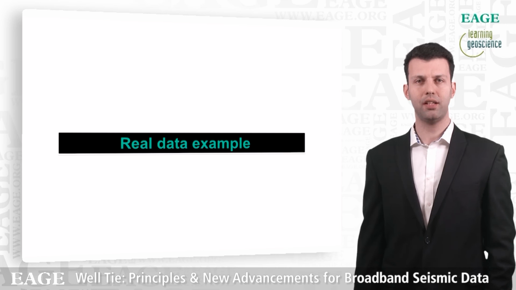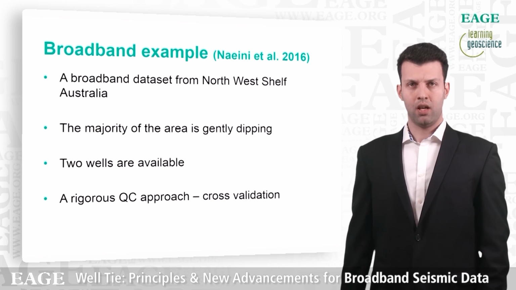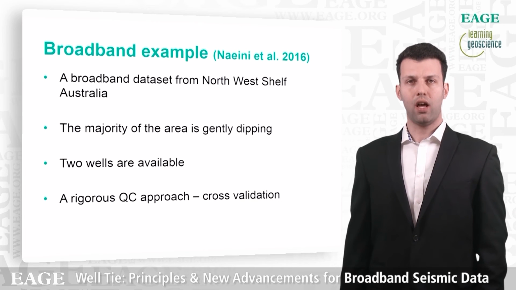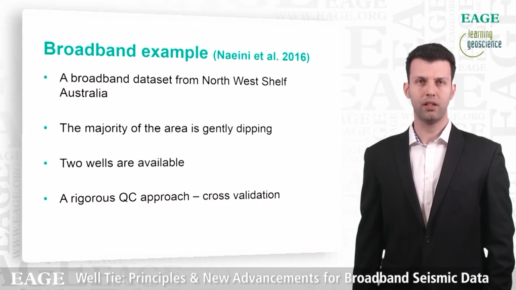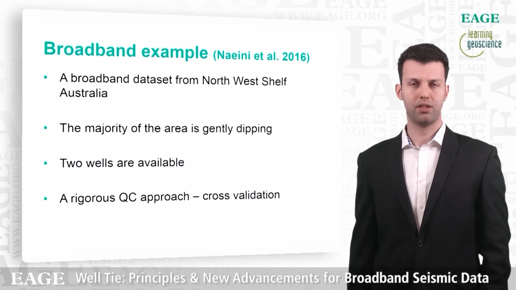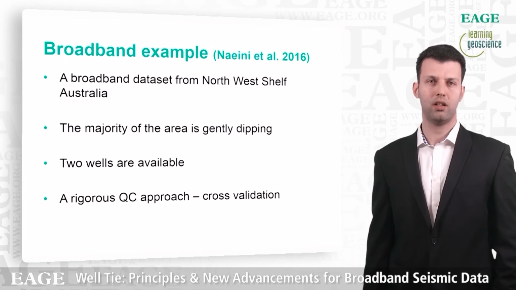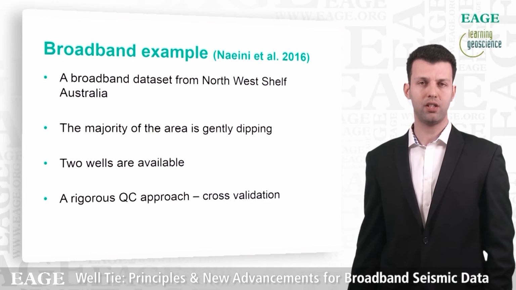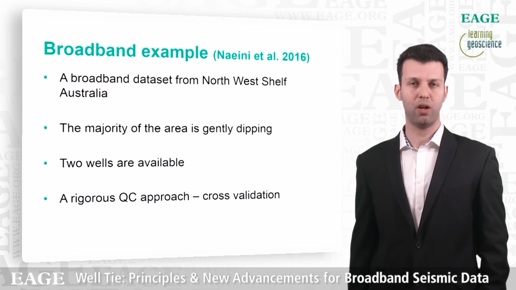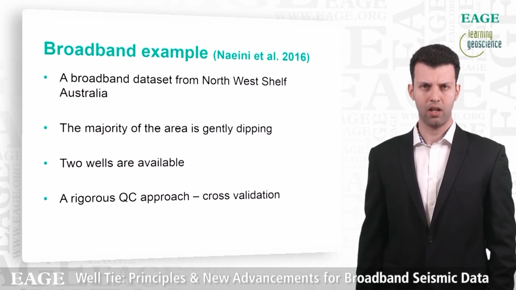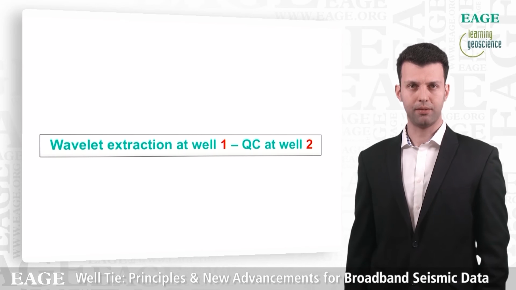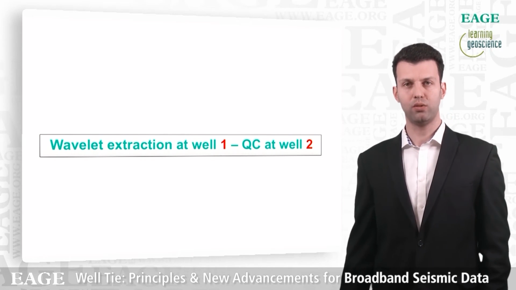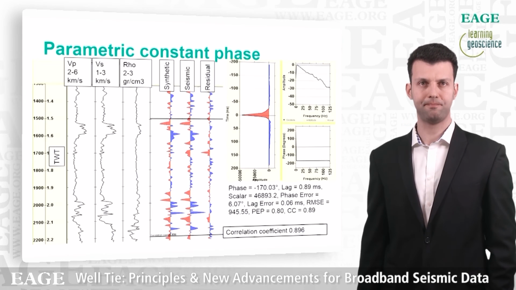Let me show you some real data examples. This is an example from the Northwest Shelf, Australia, which we discuss in detail in the paper in Geophysical Prospecting. Geology is gently dipping, and there are two wells available, and we discuss a rigorous QC approach, cross-validation, or you know it perhaps as blind QC. I show you some of the results here. So we do the extraction at well 1 and QC at well 2. That is what I meant by cross-validation.